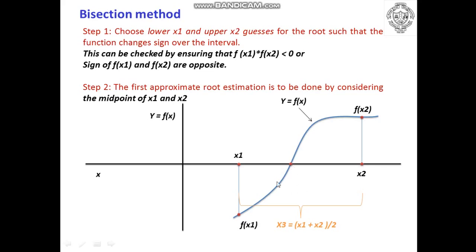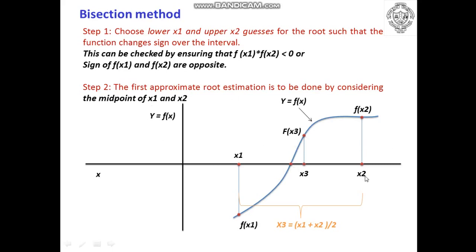Now if you consider the midpoint of x1 and x2, it will come somewhere here. It will not be exactly equal to the exact root, but it will be near to the exact root. So let us consider this point as x3, and we will find the respective function by putting the x3 value in the equation, and then we will get this point as f of x3. Now if you observe, the approximation value for x3 is also positive. So again to reach this particular point, we have to follow the same procedure.